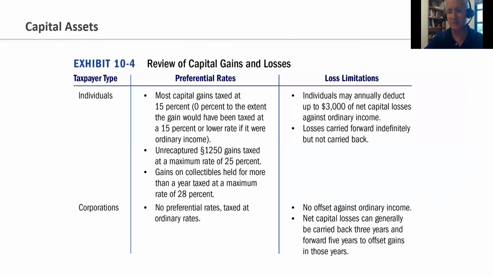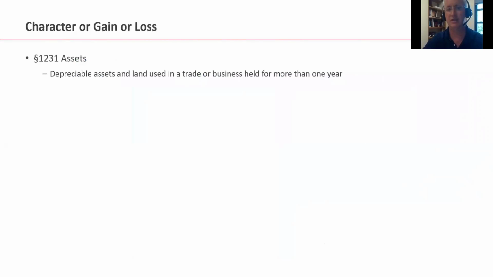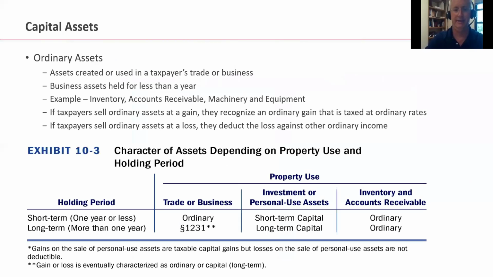Unrecaptured 1250 gains at 25%. We're not there yet. We're not going to worry about collectibles. What is a 1231 asset? That's a depreciable asset or land used in a trade or business held for more than 1 year. There it is right there. An asset used in a trade or business held for more than 1 year.